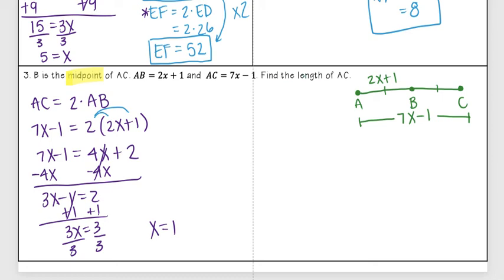And then now the last step, it asked me to find the length of AC. So if AC is equal to, well, I have my expression here. And x is 1. So 7 minus 1 is 6.